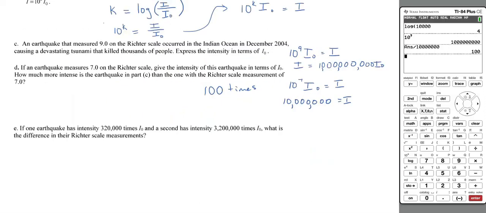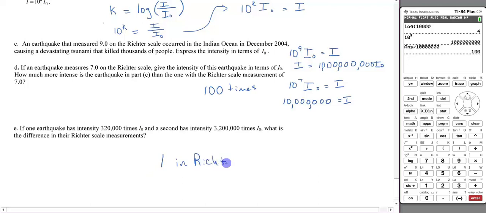If one earthquake has intensity of 320 times I sub O and a second has the intensity of 3,200,000 times I sub O, what's the difference in their Richter scale measurements? In other words, what power of 10 are they different? This intensity is 10 times this intensity. So the Richter scale is going to be 1 power of 10. It'll be 1 in the Richter scale difference.